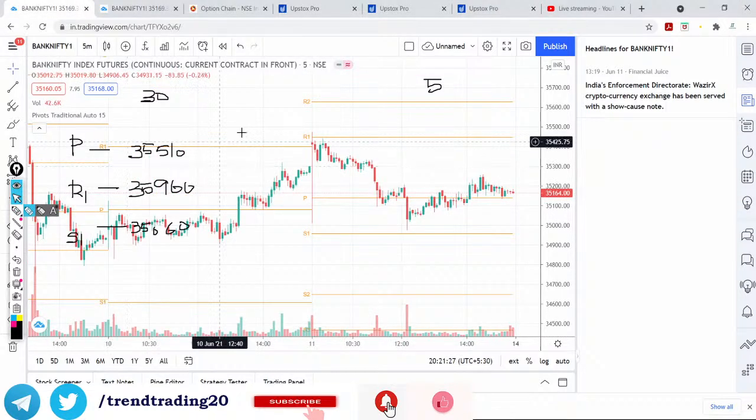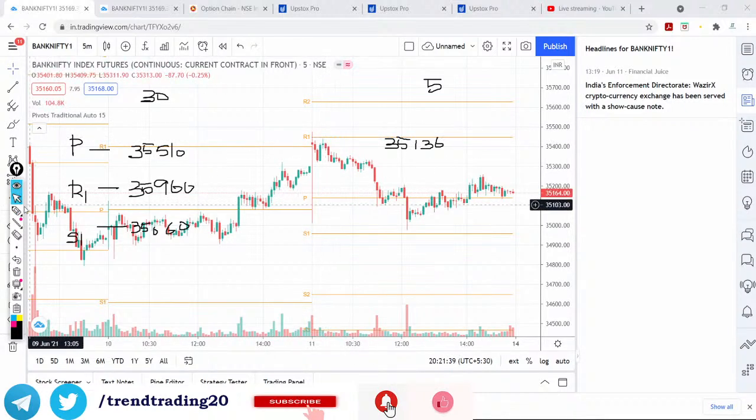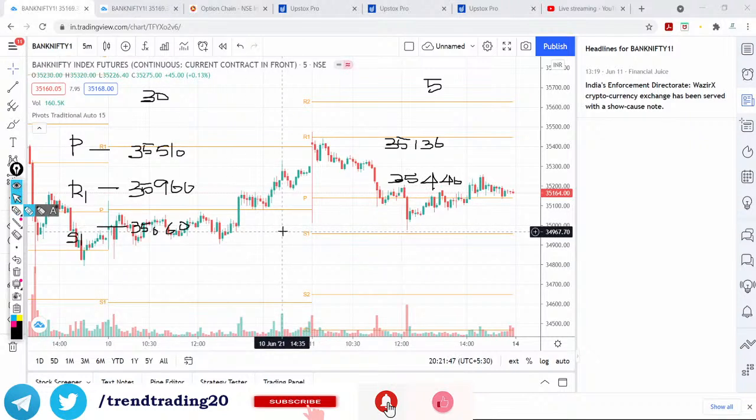On the 5-minute, what is the pivot point on today's trading session? Once the market opens, you need to write it down here. 35,136 is the pivot point on 5 minutes. What is the R1? 35,446. For your easy understanding, I am writing 35,446. I can even tell the number, but it will be good if I write it down. And next is 34,950.